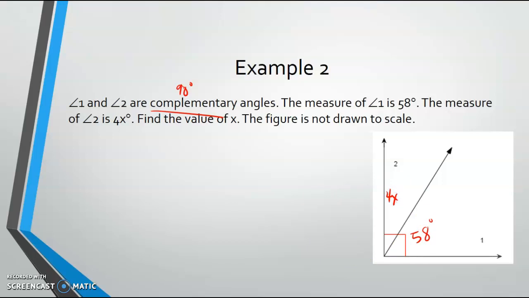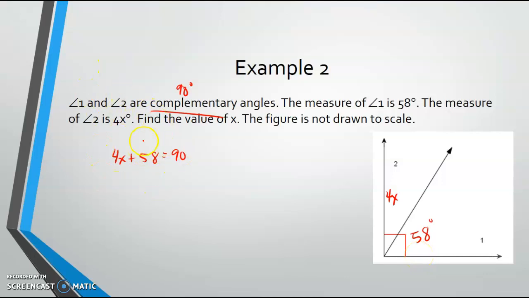So since I know that these are complementary angles, I know that they add to 90 degrees. So I know that 4x plus 58 will equal 90 degrees. The other thing is, since these are adjacent angles, I can use the angle addition postulate to say that angle 1 plus angle 2 equals 90 degrees. Notice that in this, they give us the little red box to indicate that it's a right angle.